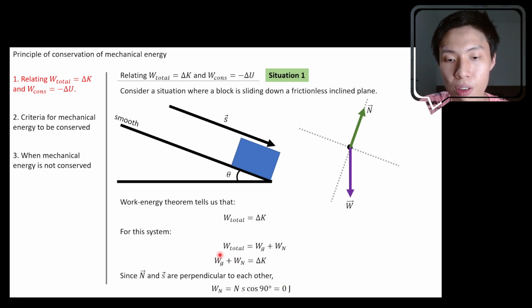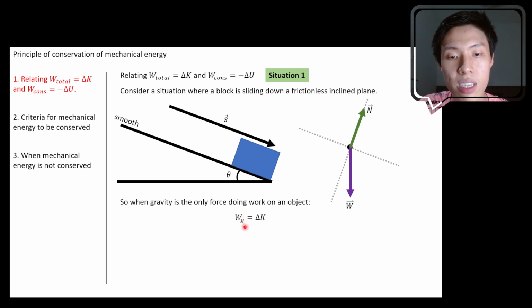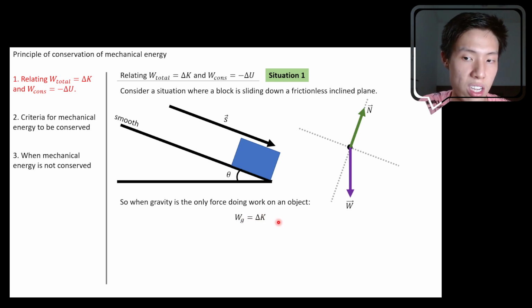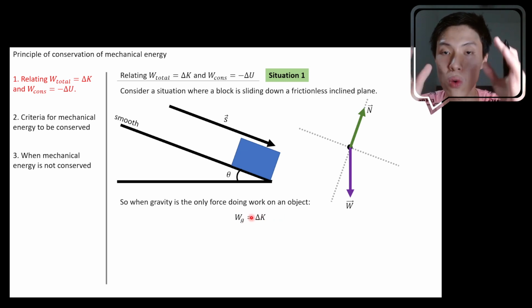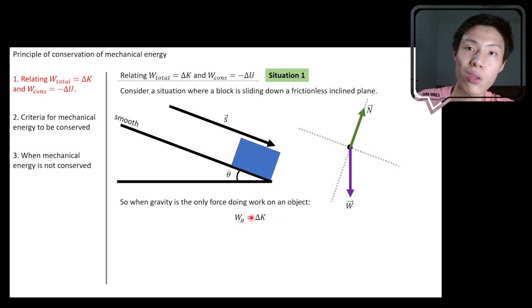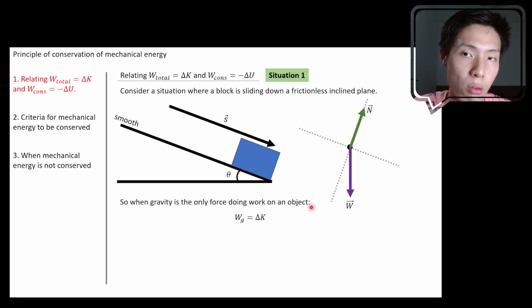So we replace the work done by the normal force with 0 joules, and we are left with only the work done by gravity equal to the change of kinetic energy. There is no longer any work done by the normal force. Our total work done is only the work done by gravity, so gravity is the only force doing work on this object.